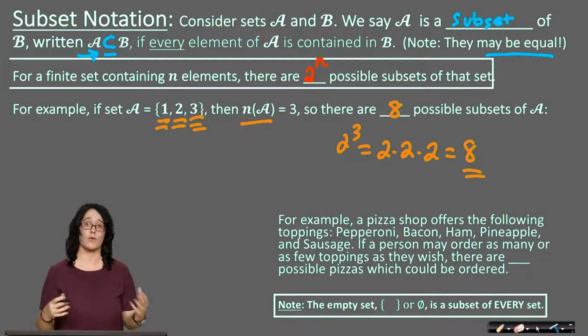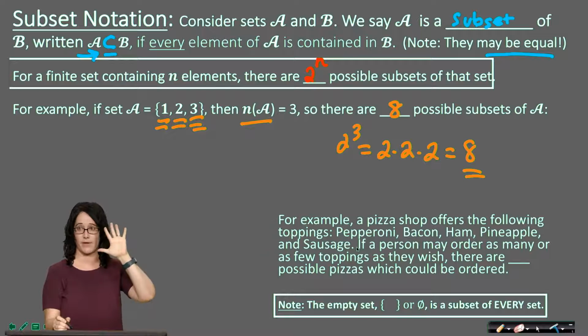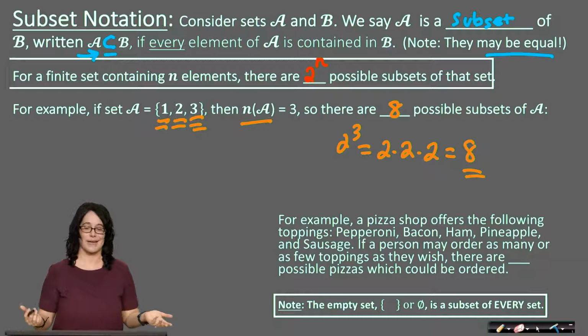Okay, so they can order as many or as few toppings, meaning they could order all. How many toppings are there, by the way? Pepperoni, bacon, ham, pineapple, sausage. 5, right? Okay, so they could order all 5 toppings, or they could order 4 of the toppings, or 3, or 2, or 1, or what's the other option? Yeah, kind of boring, but no toppings, right? So in this case, we would say this is really a set, isn't it?